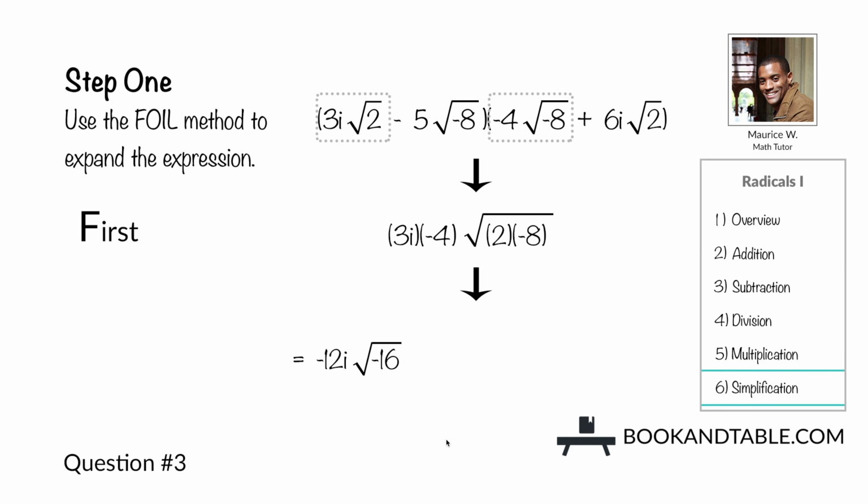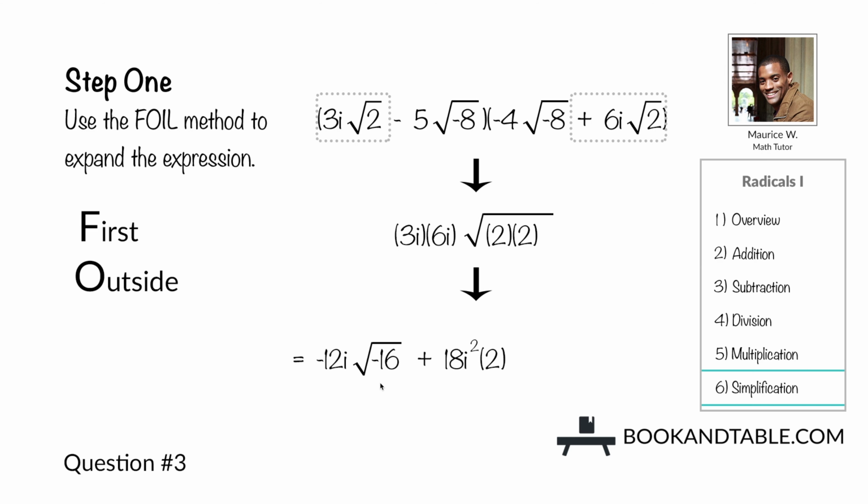And now question number 3. Step 1, use the FOIL method to expand the expression. F in FOIL is for first, so we multiply the first term in this binomial times the first term in this binomial. 3i times negative 4 will give us a coefficient of negative 12i. Radical 2 times radical negative 8 will give us radical negative 16.